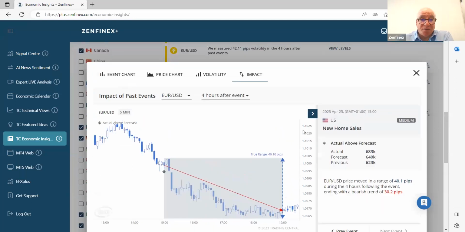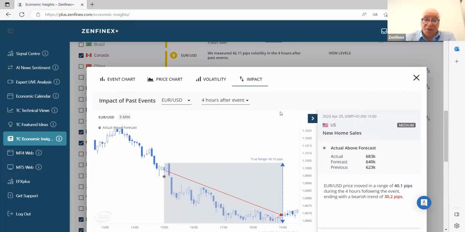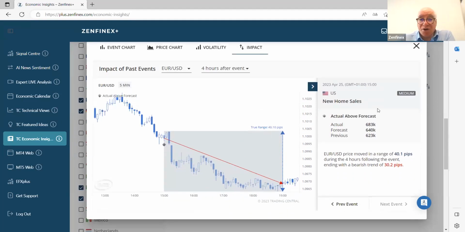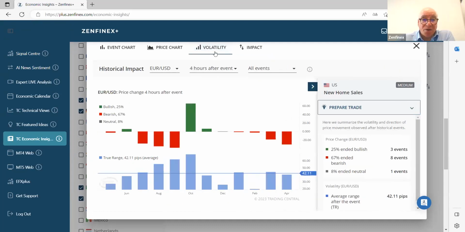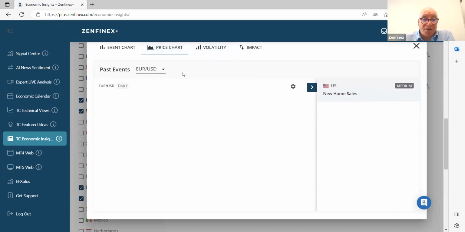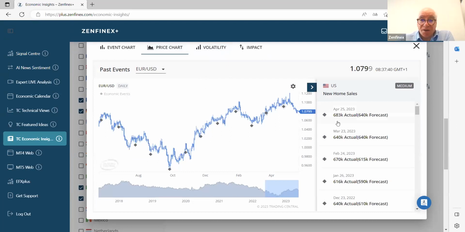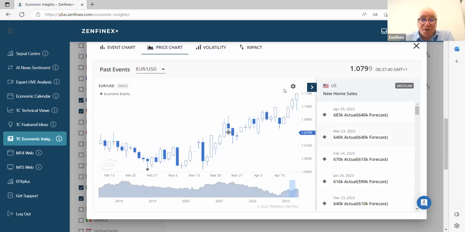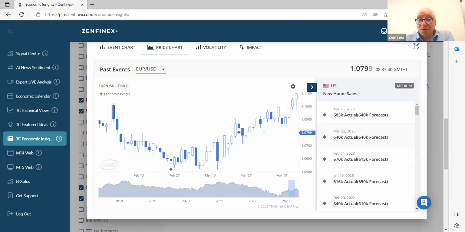And that's what it did over 4 hours. So this particular tool is really useful for those who like to trade news, because you're able to look at past events and see how they affected the price last month. And you can even go back further and see the actual forecast, and how that fundamental news has affected the price of the euro dollar. So it's quite a nice tool.